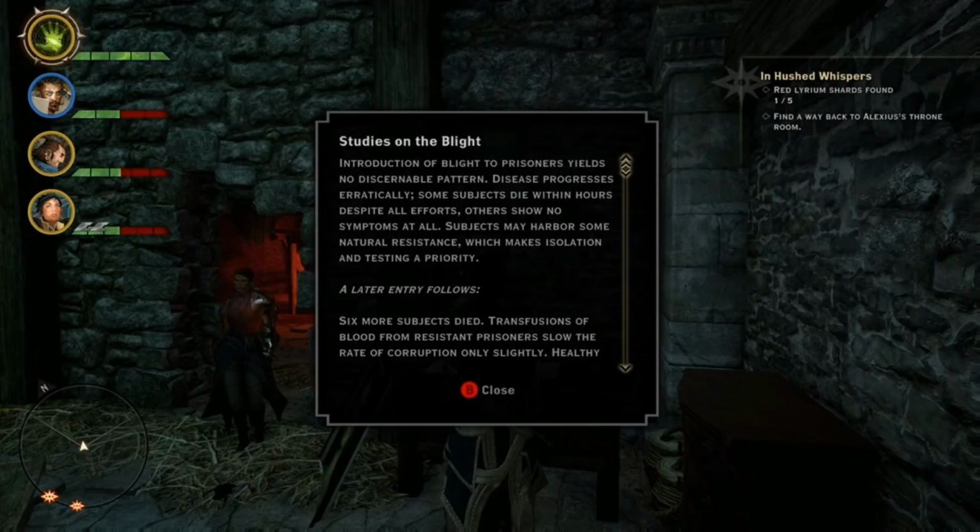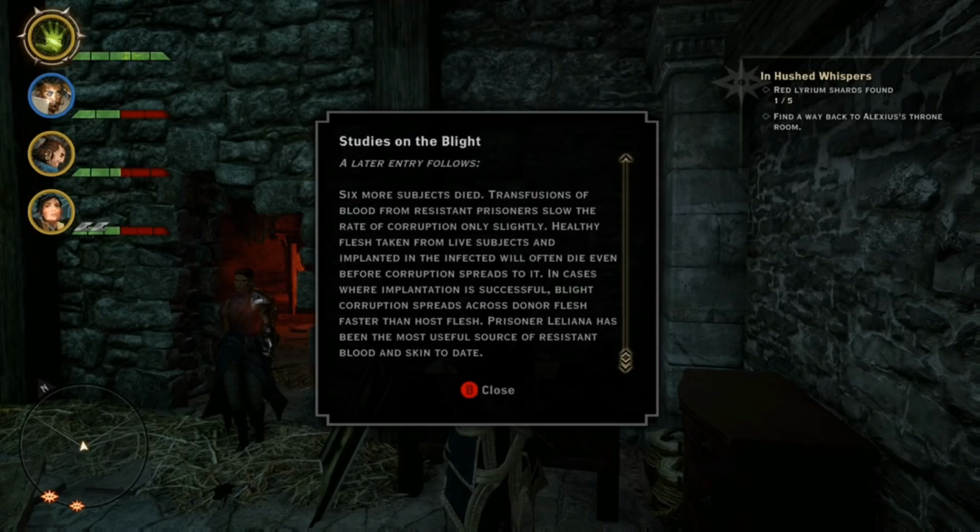But speaking of Leliana, in future Redcliffe we can find studies on the Blight. It would appear that Alexius had people studying the Taint himself. Deliberately infecting people, studies show that there's no discernible pattern to how quickly the Blight spreads throughout the subject. Sometimes it goes very quickly, other times very slowly. They began introducing blood and flesh from resistant subjects into others to see if that could somehow prevent the spread of the Blight. It didn't work, but what stands out is that Leliana has the most resistance to the Blight out of any of their subjects.